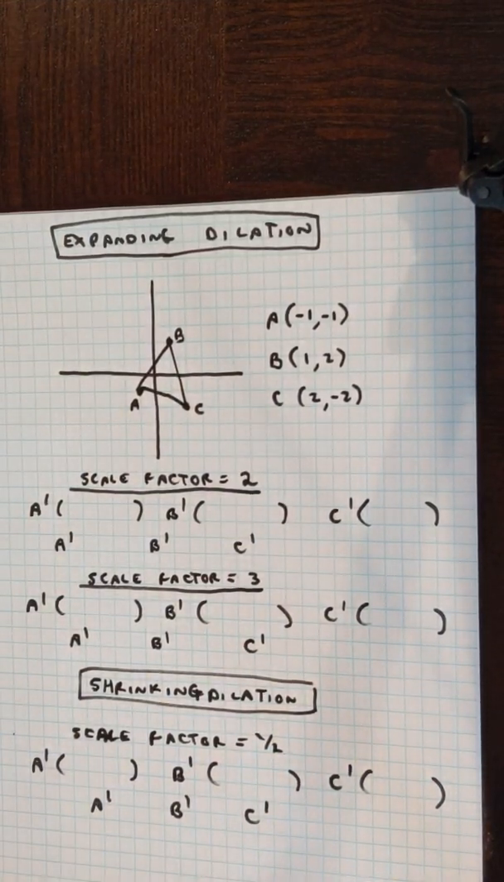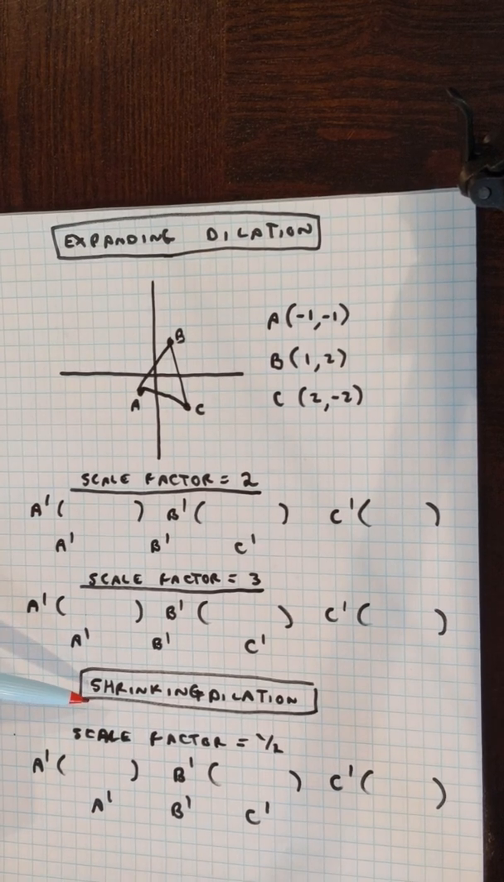Okay, now we're going to try these things called dilations. There's two types. You can do it by expanding it, making it bigger, and shrinking it. It's called a shrinking dilation. So if I expand it, that means it gets bigger, and we have to know by how much. We have what's called a scale factor to do so.